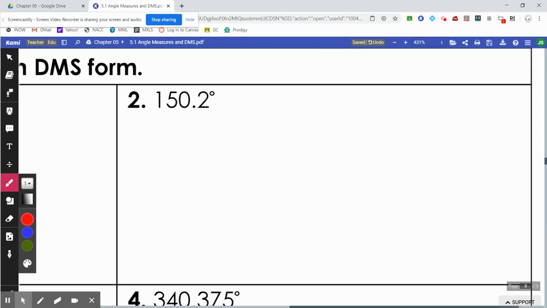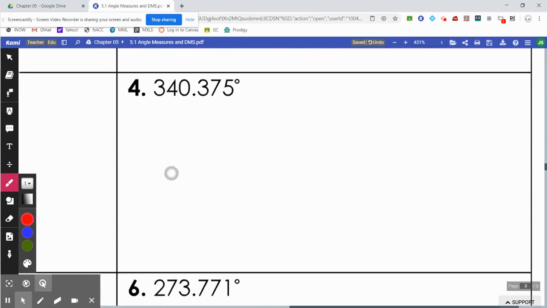Let's do another one. Again, first step, take your full degree measures, which is 150 full degrees. Take your remnant and find out what portion of another degree you have. So 0.2 of 60 minutes, and that's going to be 12 minutes, and there's no leftover, so therefore you're finished. There's 150 degrees and 12 minutes and no seconds.